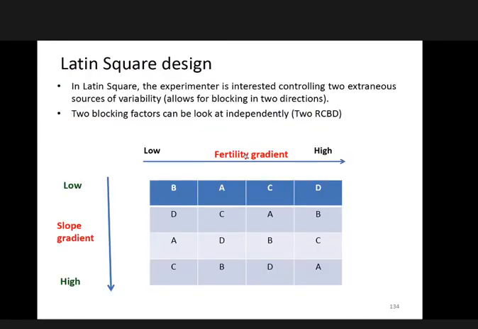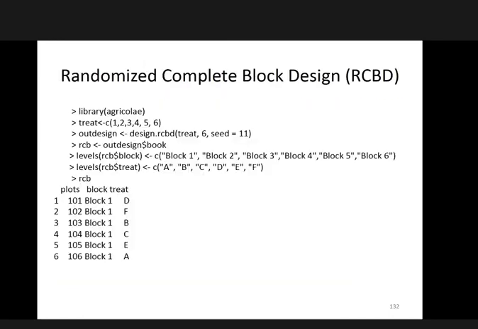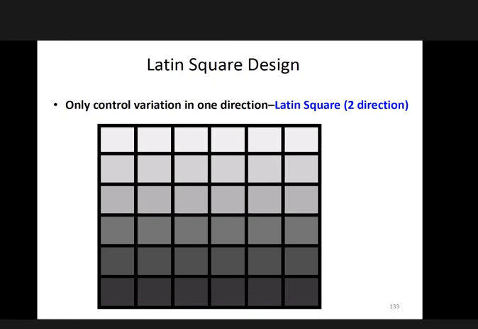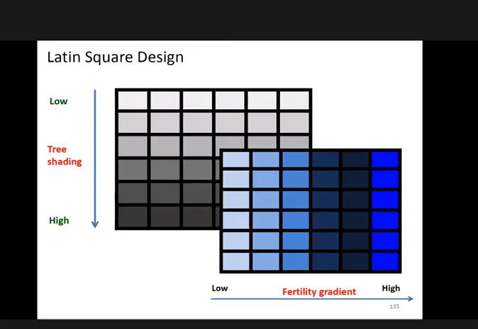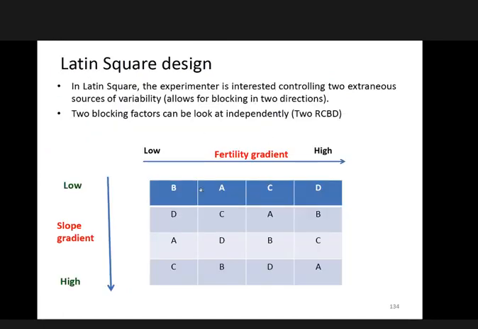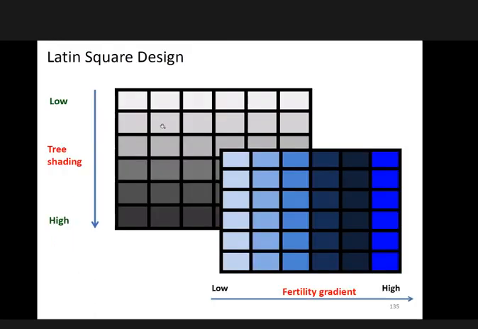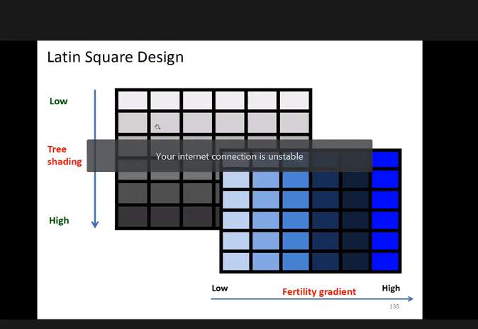In the previous slide, you're talking about where we had the slope against the fertility gradient. When we're testing here now, the tree shading and fertility gradient. Yes. Maybe the shading is overshielding the expression of the fertility gradient. How can that be explained?